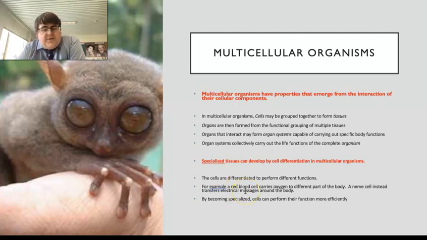So, for example, red blood cells carry oxygen to different parts of the body, whereas a nerve cell is going to transfer electrical messages around the body. So, becoming specialized allows us to have multiple cells that can perform the function of Mr. Sheng more efficiently to ensure that our entire organism runs as efficiently as possible.